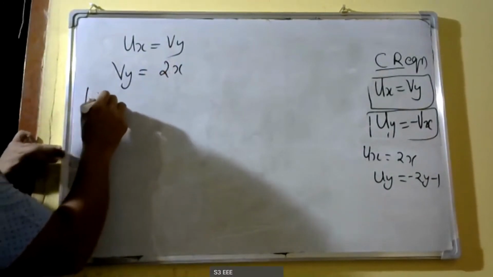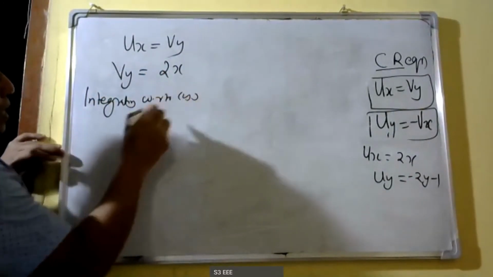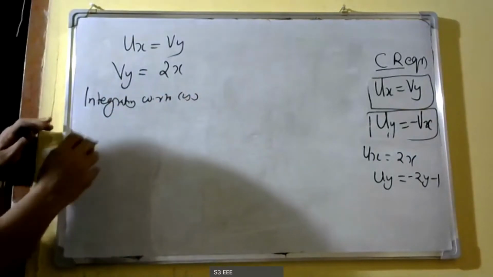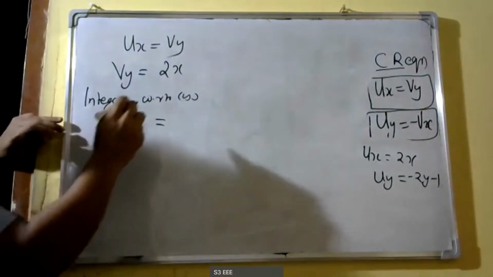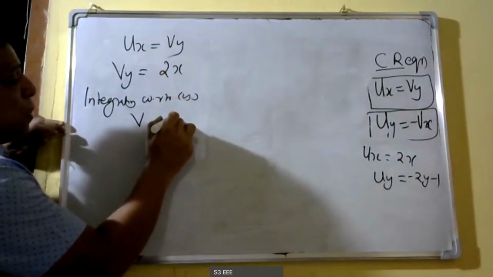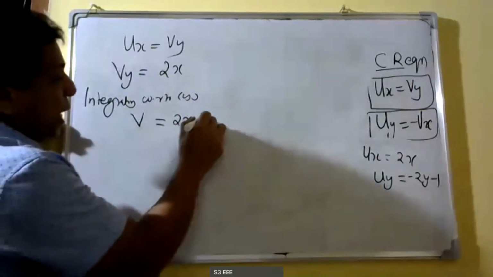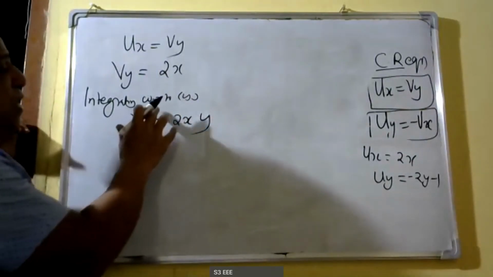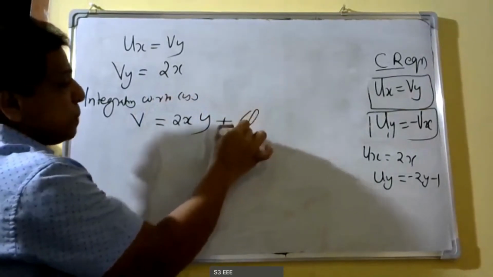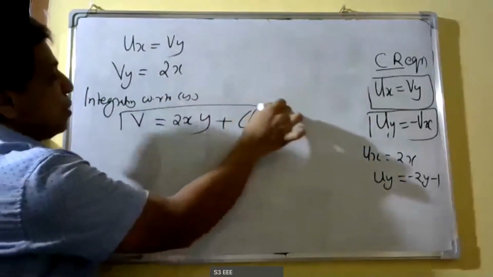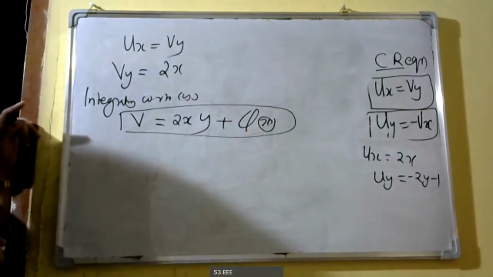Integrating with respect to y, vy will become v. The right hand side, 2x is a constant, so the integral of 2x is 2x into y. Plus, when integrating with respect to y, we put a constant as phi of x. Therefore, the harmonic conjugate we get, v is equal to 2xy plus phi of x.